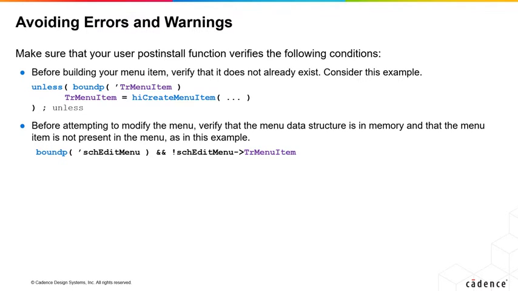And then the second bullet, we're going to do 2 things. One, first of all, we're going to make sure the schematic edit menu exists, because remember there can be multiple triggers registered here and maybe someone registered something to remove it. So if it's not there, we don't want to try to access it because we'll get a warning. So we use the bound p function to see does this schematic edit menu exist. And we also check that if it exists, okay, by the second check we already know it exists, so we can say and not schematic edit menu arrow tr menu item, meaning the menu item's not already in the menu. So these are 2 important checks to prevent warnings. Okay.